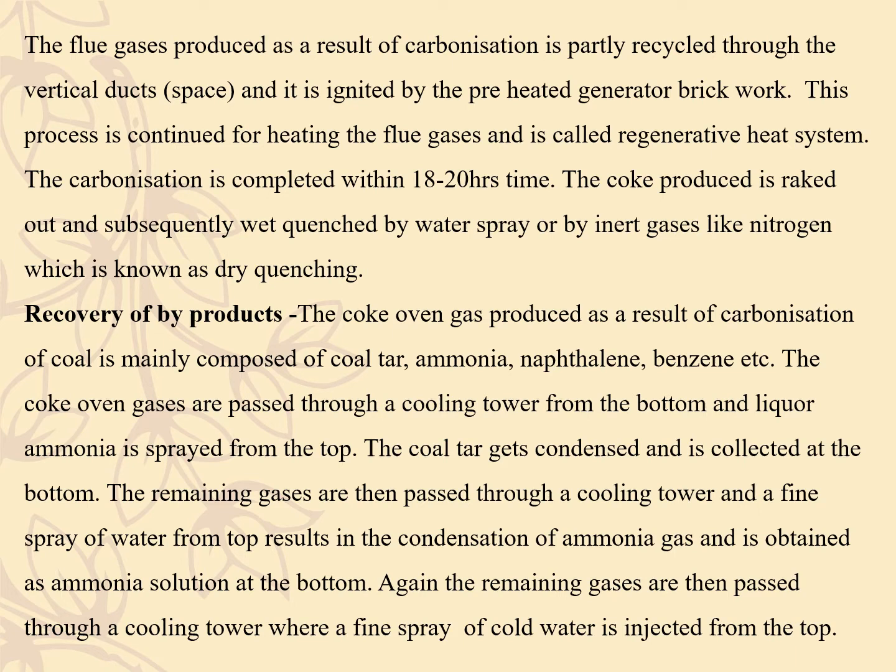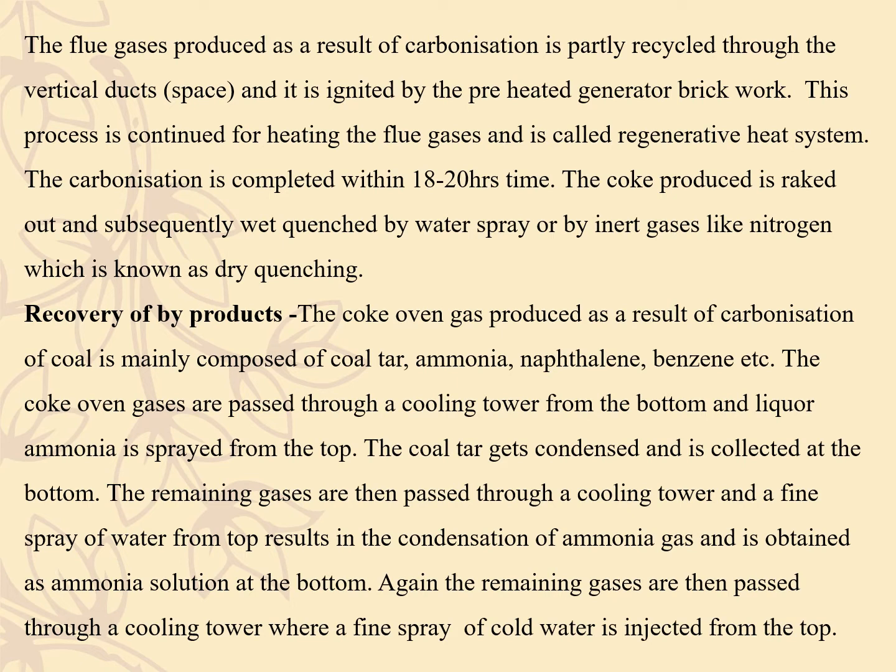Now, how is the recovery of the byproducts done? So now the coke oven gas produced as a result of carbonization of coal is mainly composed of coal tar, ammonia, naphthalene, benzene, etc. The coke oven gases are passed through a cooling tower from the bottom and liquid ammonia is sprayed from the top. The coal tar gets condensed and is collected at the bottom.